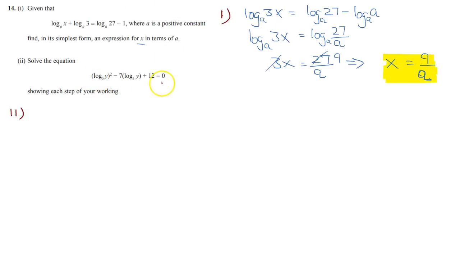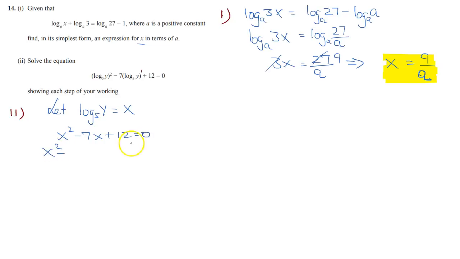Whenever you have this kind of equation, it seems to be quadratic. It may be cos square x minus 7 cos x plus 12. Power 2, power 1 and power 0. This is a quadratic. So to solve such an equation, let log base 5 of y be equal to x. So this equation will become x square minus 7x plus 12 is equal to 0.